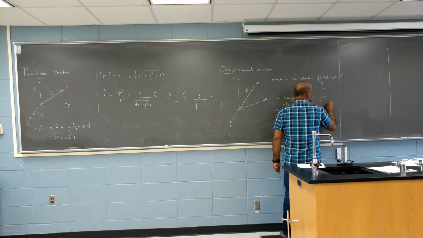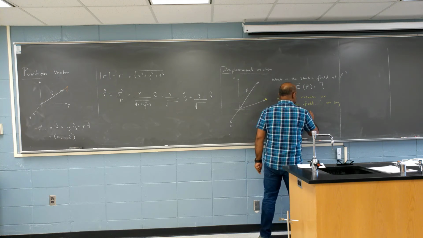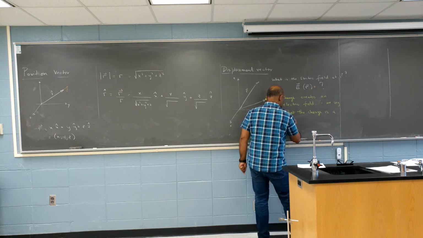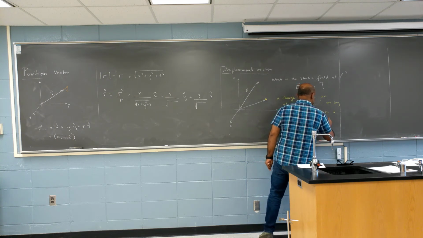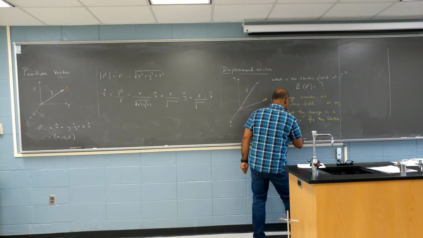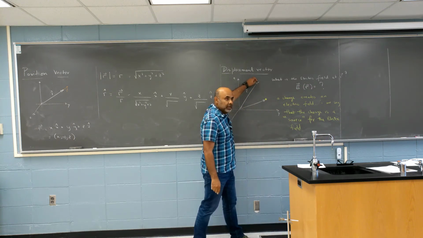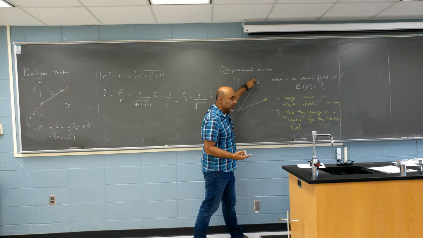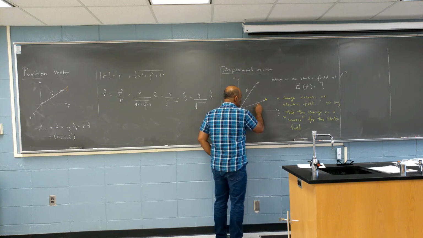Therefore, we say that the charge is a source for the electric field. All source points, as opposed to field points. Here is where I'm interested in computing the electric field. The electric fields are created by sources. So all source points are located by R prime.